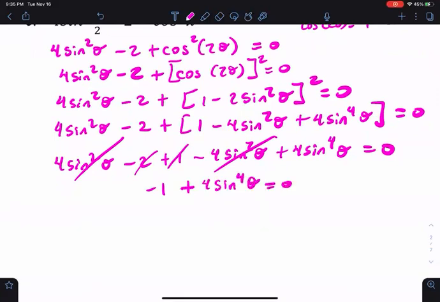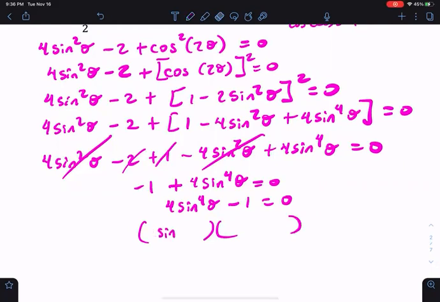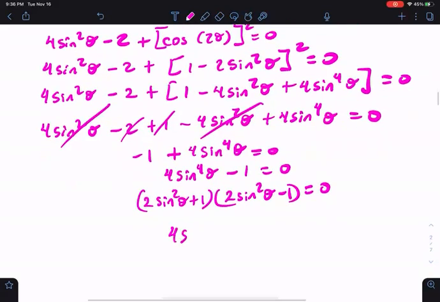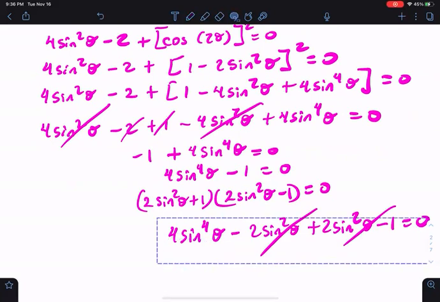Now the tricky part here is you have to recognize that this is a difference of squares. So this is 4 sine to the 4 theta minus 1 equals 0. So you factor: 2 sine squared theta plus 1 times 2 sine squared theta minus 1. You don't believe me? FOIL it. You get 4 sine to the 4 theta minus 2 sine squared theta plus 2 sine squared theta minus 1, and this cancels and you get the same as before. So you can tell that's the right factor.